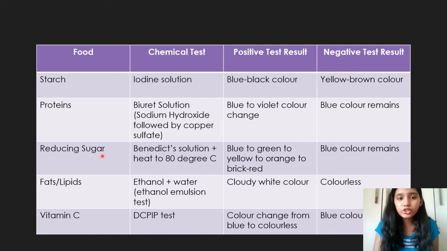Then you have reducing sugars, which is very frequently asked for like 5 marks, where they first ask you what the chemical test is. That is, you add Benedict's solution or Benedict's reagent, which is a solution. You don't need to know what it comprises. It's a solution. And you heat it to 80 degrees Celsius. You do that using a water bath.